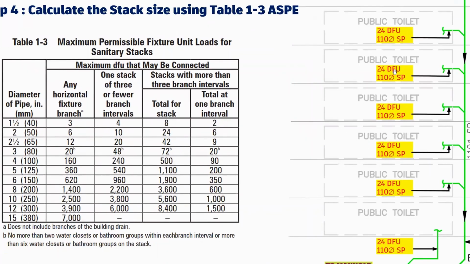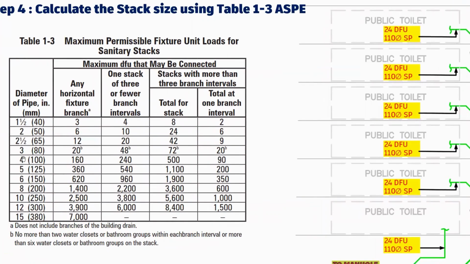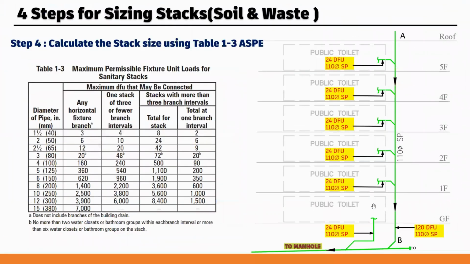If here the value is more than 90, we have to go to the next size. In our case, we have taken 500, and for 500 the maximum value for one branch interval is 90, and all our branch intervals are less than 90. So we can go with this pipe size, that is 4 inches. So we have taken the size of this stack AB as 4 inches, that is 110 outer dia. This is how you have to size the stack.